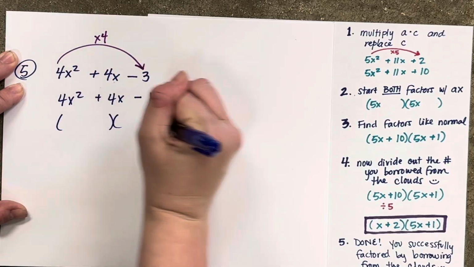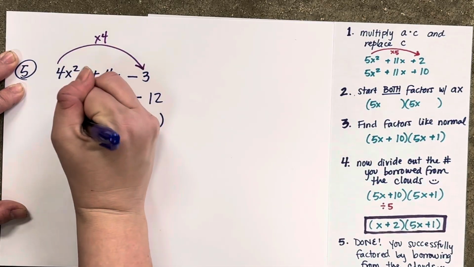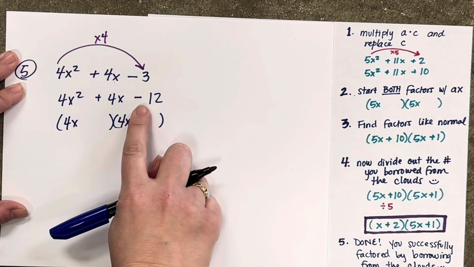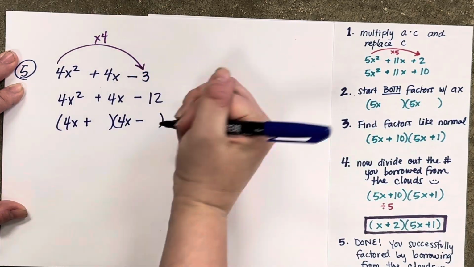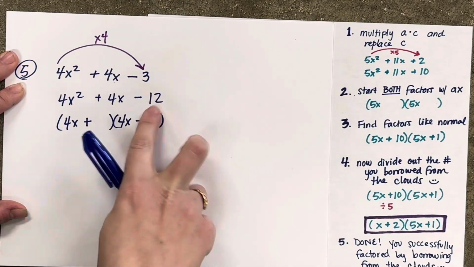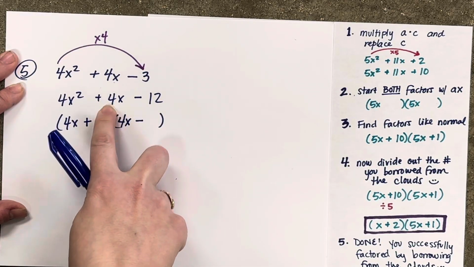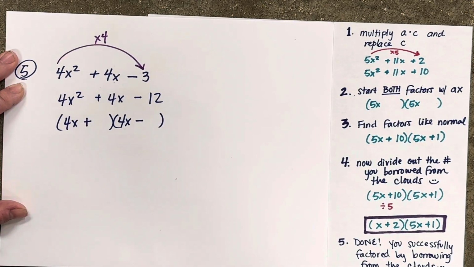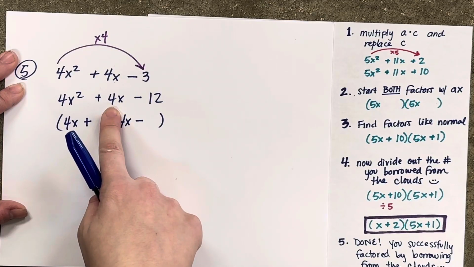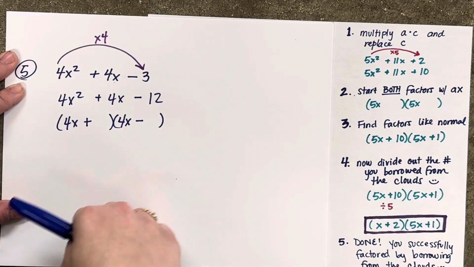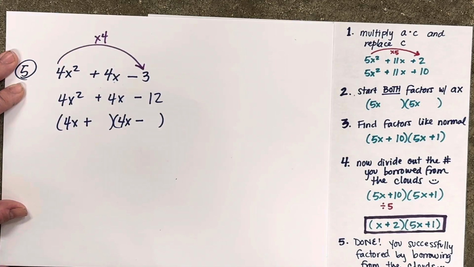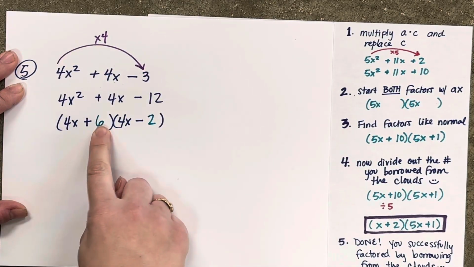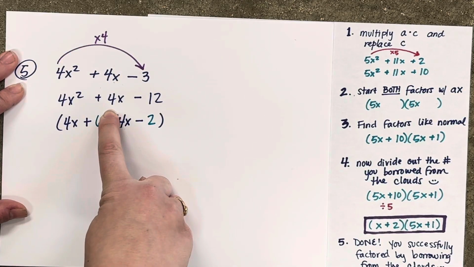Okay, set up your factors. They both start with 4x. Your c is negative, so I know I'm going to have one positive and one negative, which means I'm going to subtract these numbers to get a difference of 4, because one's positive, one's negative. So factors of 12 that subtract to 4. I've got 1 and 12, that won't work. I've got 2 and 6, that will work. I need positive 6 and negative 2, because 6 minus 2 is positive 4.